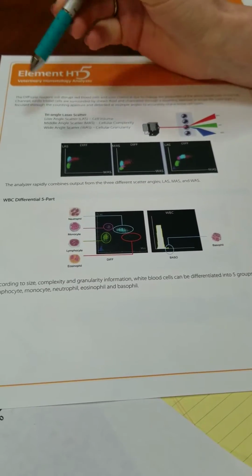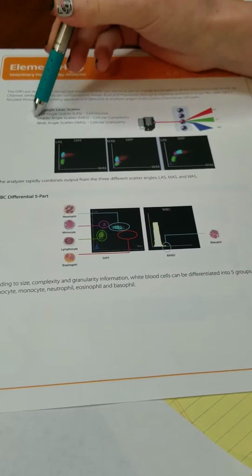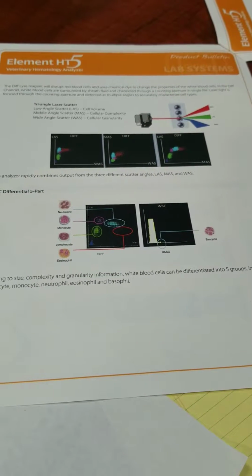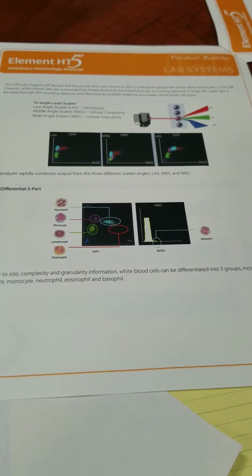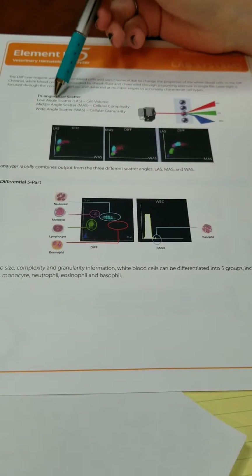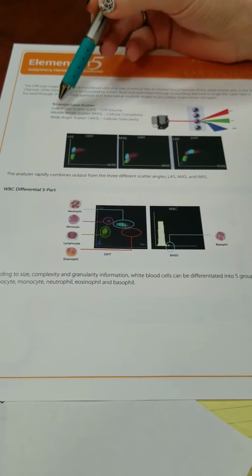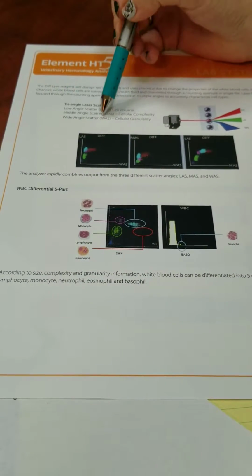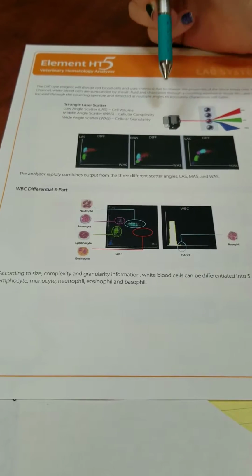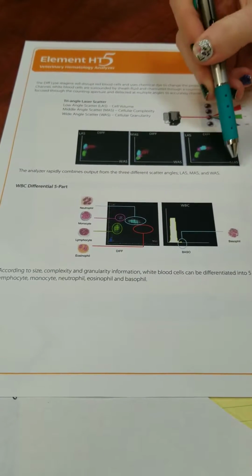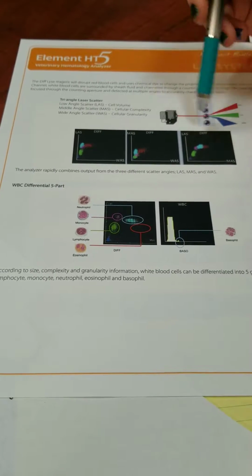What does LAS and MAS stand for? Low angle scatter and middle angle scatter. And do we know what the scatters are representing? I know from flow cytometry, one of them does granularity and one of them does size. Yeah, so your low angle scatter does the cell volume. Okay. Your wide angle scatter, so your WAS, does the granularity. Okay. And your middle angle scatter does the complexity. Okay.